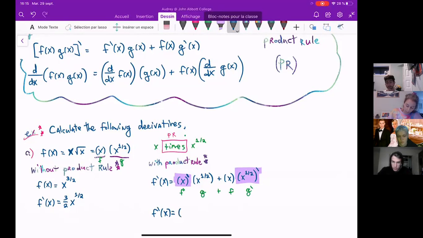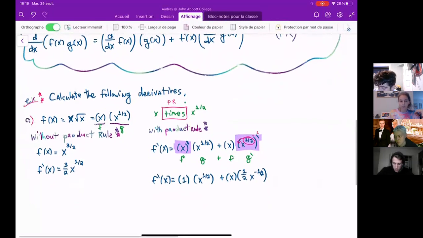So f prime of x is equal to, what's the derivative of x? You got it, 1. Times x to the 1/2 plus x, what's the derivative of x to the 1/2? 1/2 x to the power of -1/2. You got it. I'm bringing that 1/2 down and I'm subtracting 1. I'm just applying my simple power rule to that. So that's 1/2 x to the -1/2.